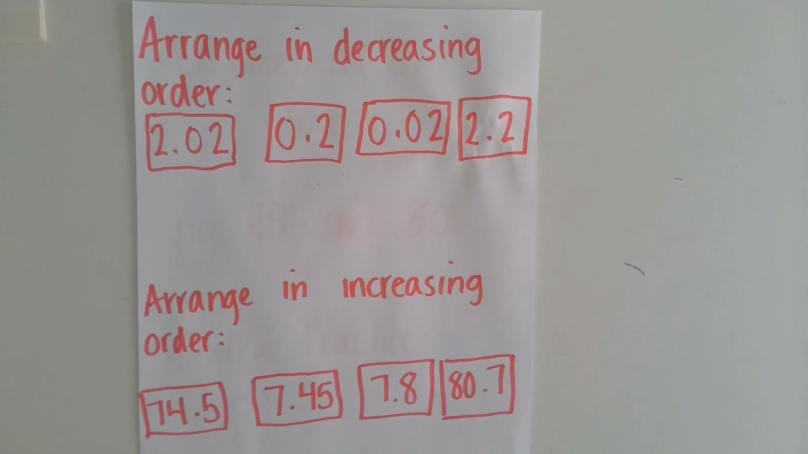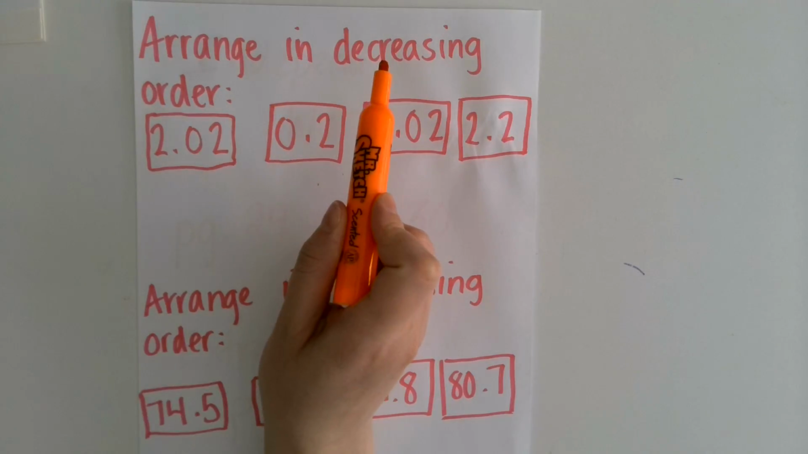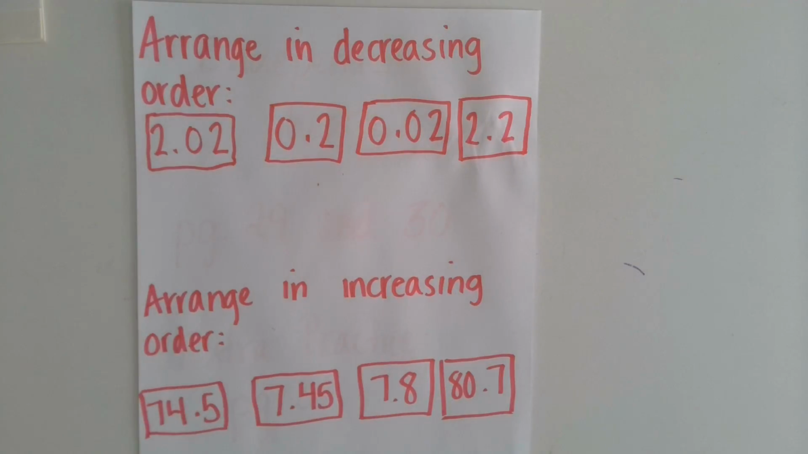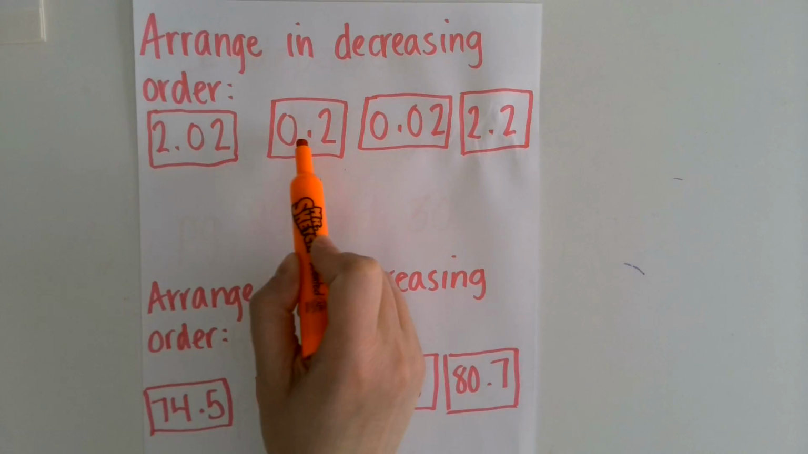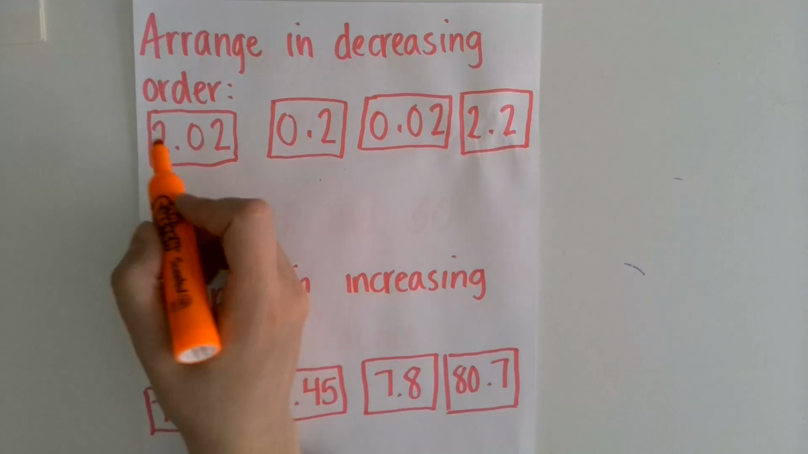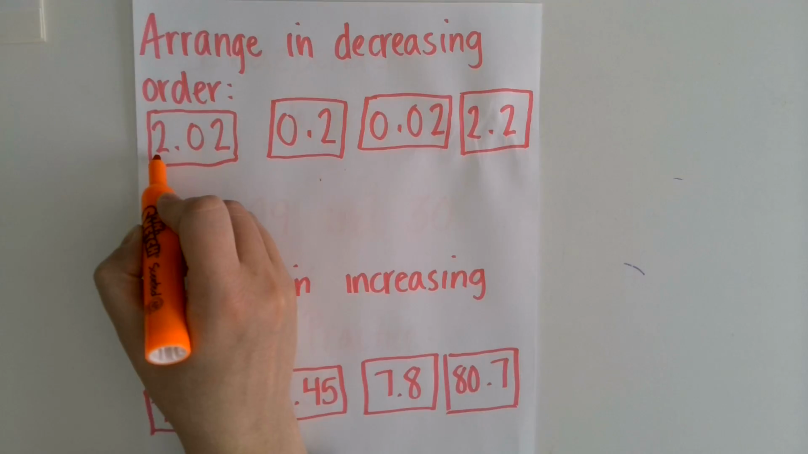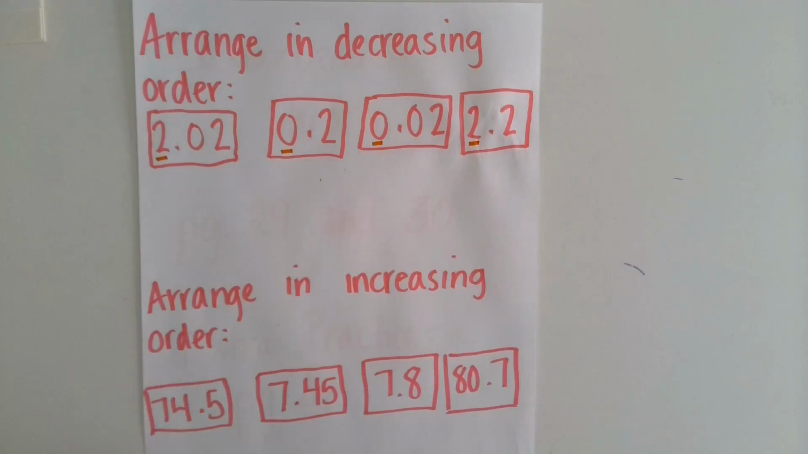Okay, so again, this is the same concept, slightly different way of doing it. Here they're asking me to arrange these in decreasing order. So I first need to think about what decreasing order means, and it means starting with the biggest number I have and then getting smaller. Out of these 4 choices, I'm looking for my biggest number to start with. We're going to do the same thing we've been doing all along and look at what comes before the decimal point. So I have a 2, a 0, a 0, and a 2.